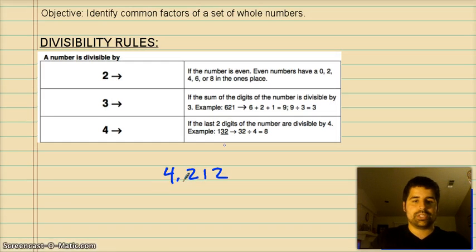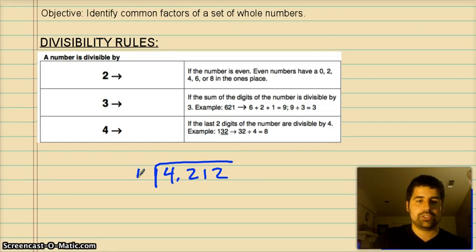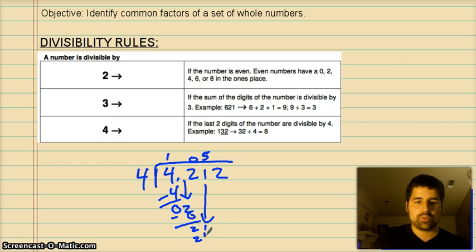And if I actually wanted to find out how many times, I would just divide. 4 goes into 4 once, minus 4, 0, bring down the 2. Doesn't go into 2, minus 0, bring down the 2. 21, how many times will 4 go into 21? It goes in 5 times, that goes into 20, and then it gives me down 12. How many times will 4 go into 12? 3, and then 3 times 4 is 12, minus 12, no remainder. So 4 will go into 4,212 1,053 times.